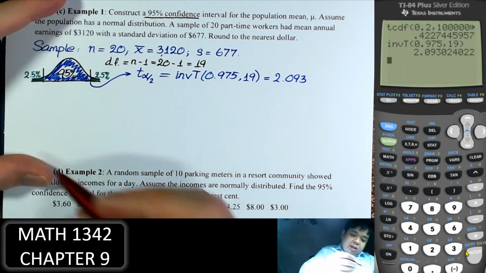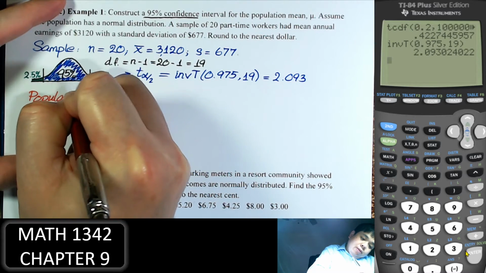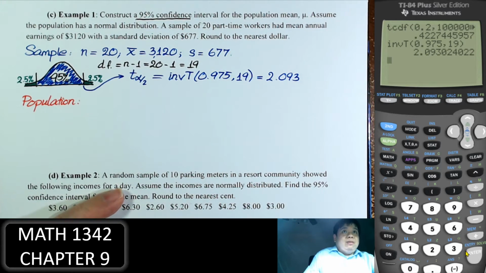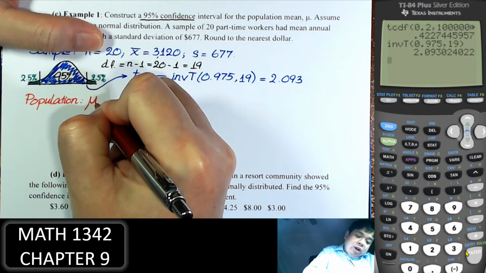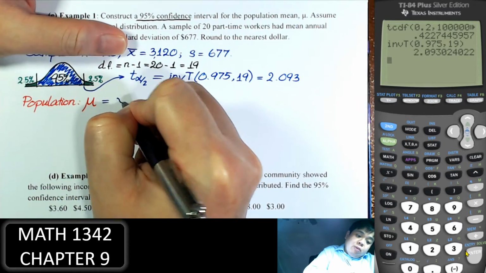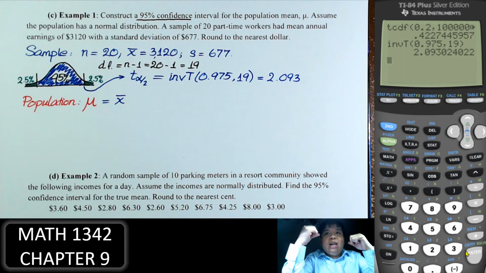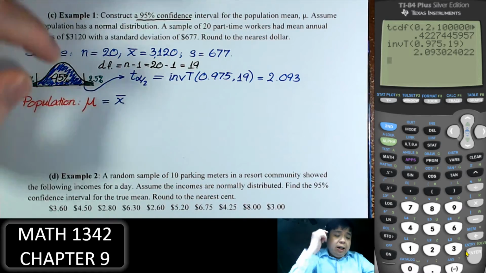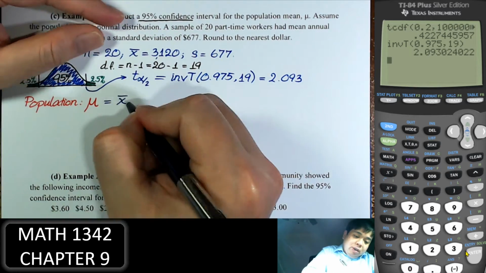The next part is for the population. We do not know anything about the population, but we estimate it. The best number we can come up with for the mean is the same as the sample mean, right? So the statistic of the sample estimates the parameter of the population. So the mean of the population is estimated as the sample mean.